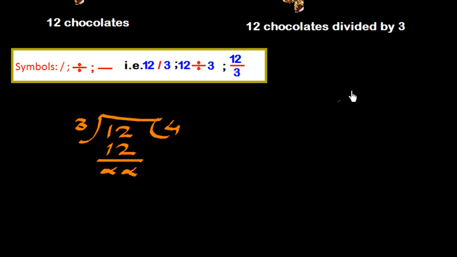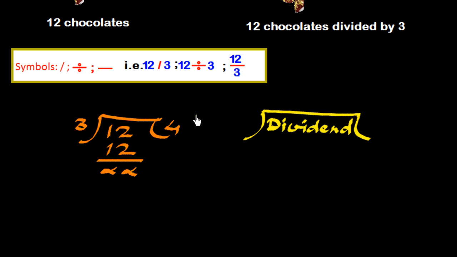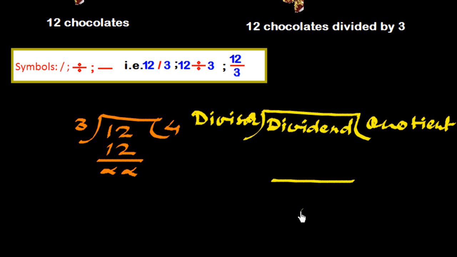So we get it in this way. I explain you here. You have to write down the dividend here. It is the divisor. The divisor we have to write down here. The quotient we write down here, and whatever remainder we get, we write down here.